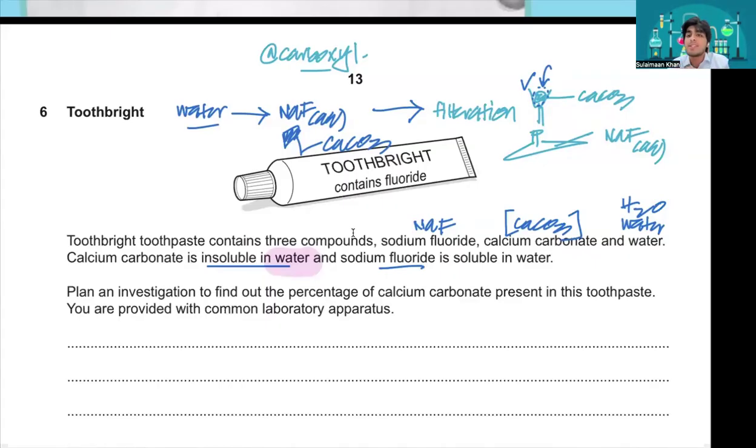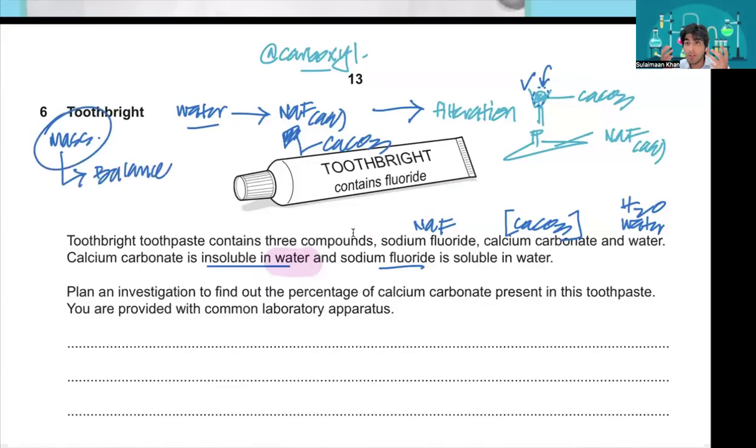In order to calculate percentage, what do we need? We need the mass. So initially, this is the entire thought process. Before you do anything, you'll first have to figure out the mass of toothpaste that you take. And how do you figure that out? You're going to use a balance to do so, right?